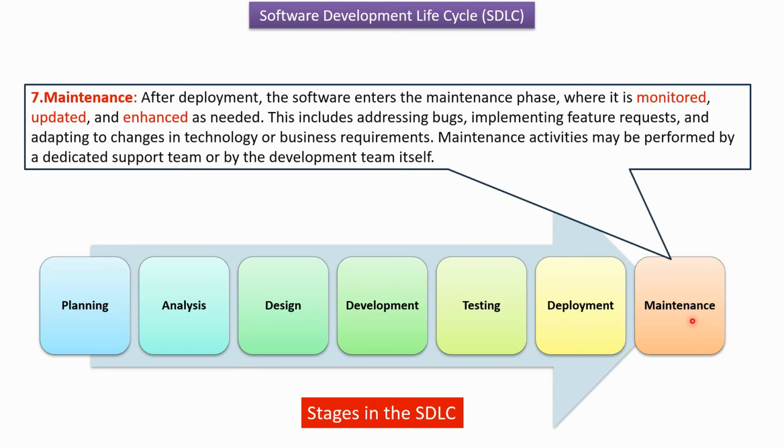Seventh one is maintenance. After deployment, software enters the maintenance phase, where it is monitored, updated, and enhanced as needed. This includes addressing bugs, implementing feature requests, and adapting to changes in technology or business requirements. Maintenance activities may be performed by a dedicated support team or by the development team itself.